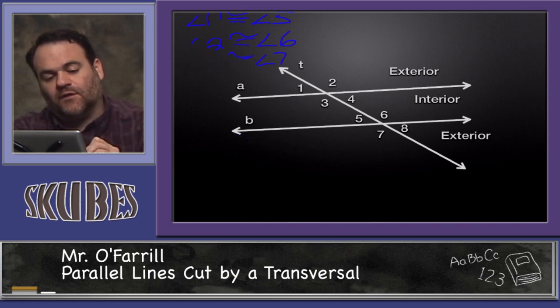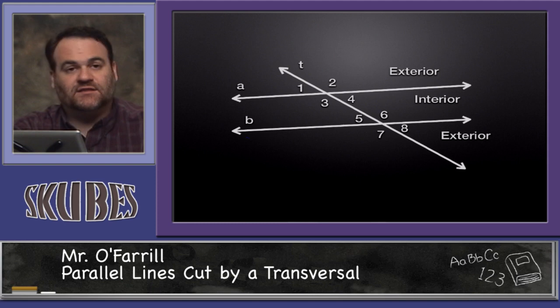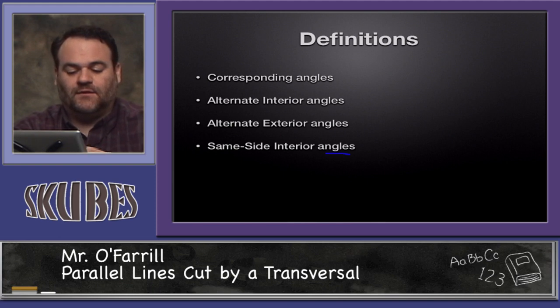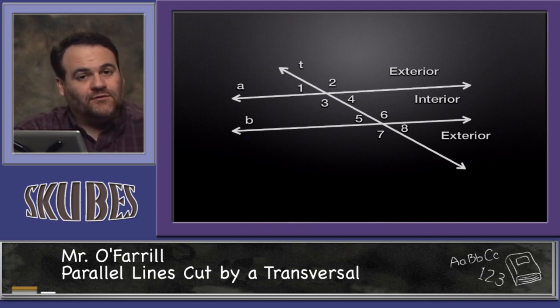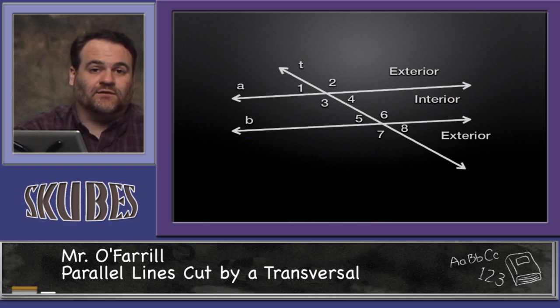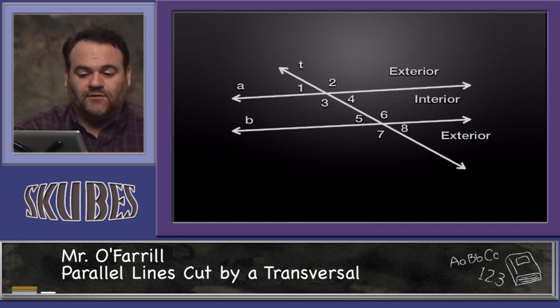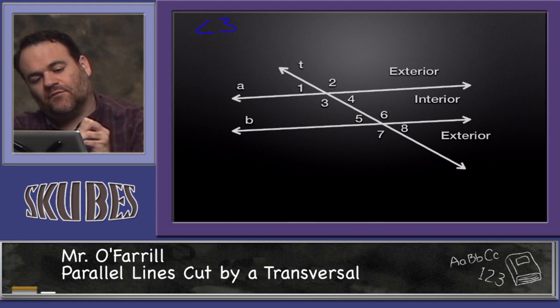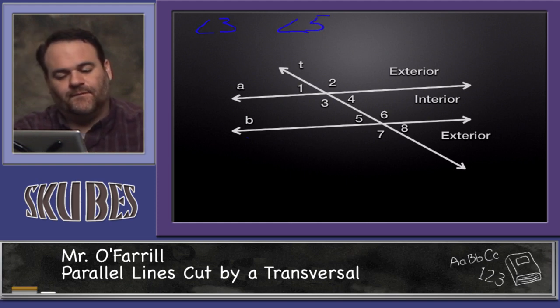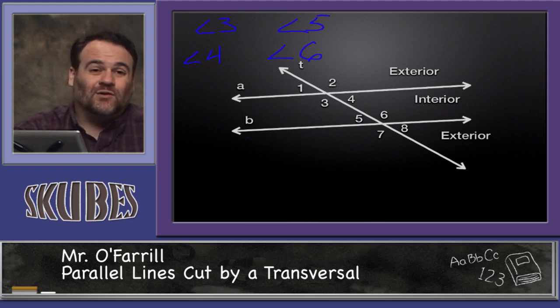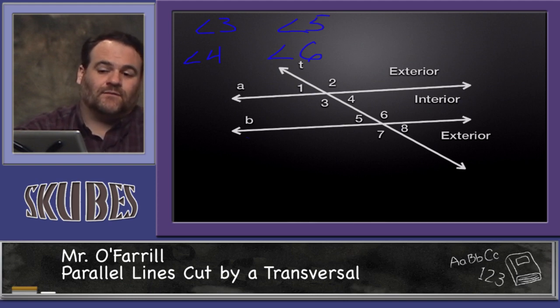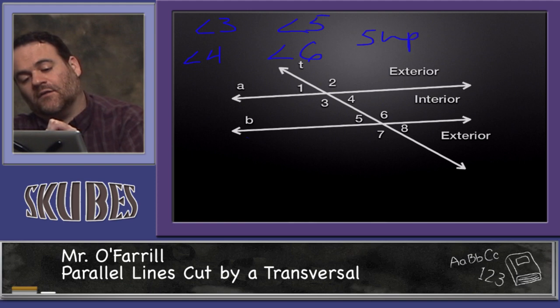And finally, the last one I want to talk about is the same side interior angle. The same side interior angle is just like the name implies. We're looking at the interior angles, and instead of being on alternate sides of the transversal, they're on the same side of the transversal. This includes the pairs 3 and 5, and 4 and 6. Now look at 3 and 5, and look at 4 and 6. They are not congruent.